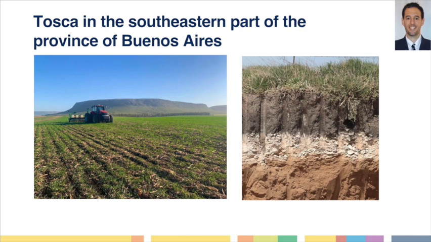And these formations are called sierras, and this place is called El Volcán. It's a very productive place, and it's been focused on agriculture for a long time. This region has been working in agriculture for approximately 50 years, and they have these horizons in the soil that's called Tosca.